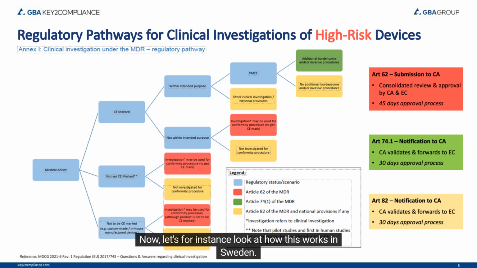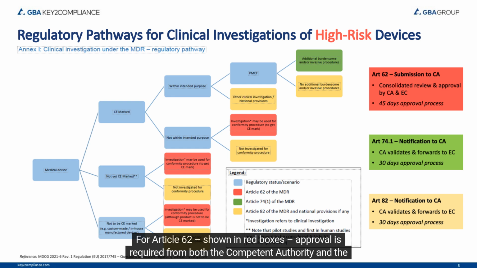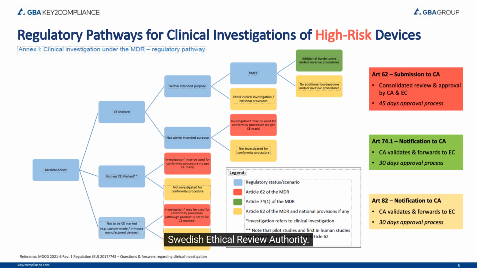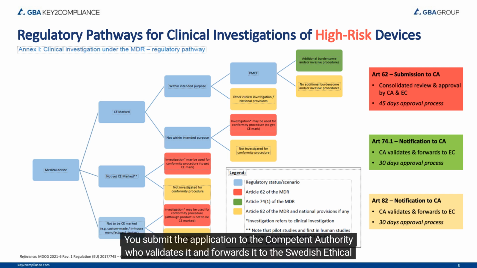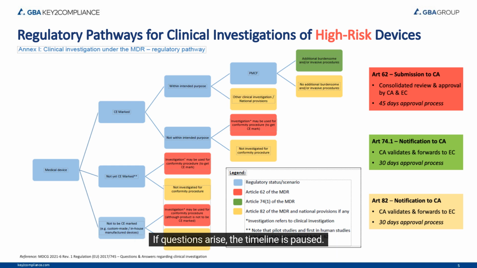Now, let's for instance look at how this works in Sweden. For Article 62, shown in red boxes, approval is required from both the competent authority and the Swedish Ethical Review Authority. You submit the application to the competent authority who validates it and forwards it to the Swedish Ethical Review Authority, who perform a joint review within 45 days, which can be extended by 20 days. If questions arise, the timeline is paused.